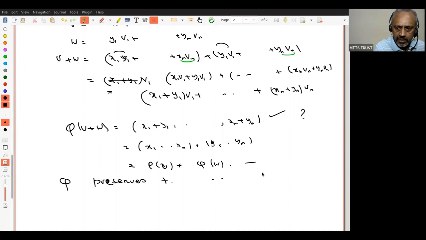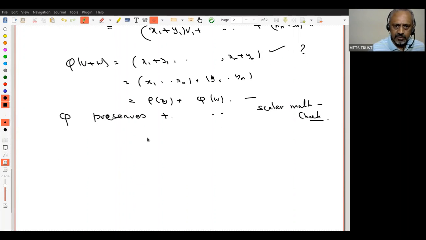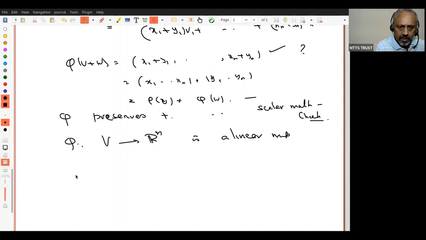Similarly, phi preserves scalar multiplication. You check this. We have seen a lot of such things, so I don't want to waste my time. So phi from V to R^n is a linear map. And it is 1-1. Why is it 1-1?